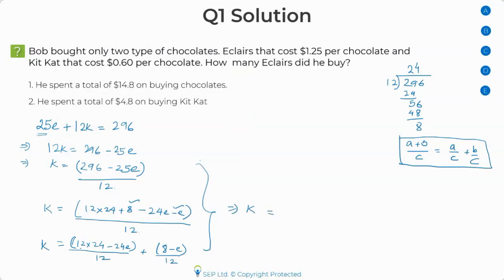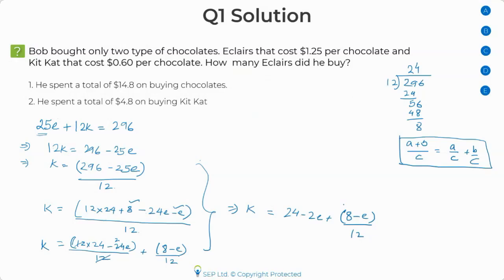So k is equal to, you can take the 12 cancel out and get (24 - 2e + 8 - e) / 12. Now this might seem a long calculation, but understand that I'm trying to teach you this. I'm going very slowly. Once you get used to it, it will become really fast. So you'll know that, okay, I need to take everything to the other side and then split it. Those are the two things that I'm doing.